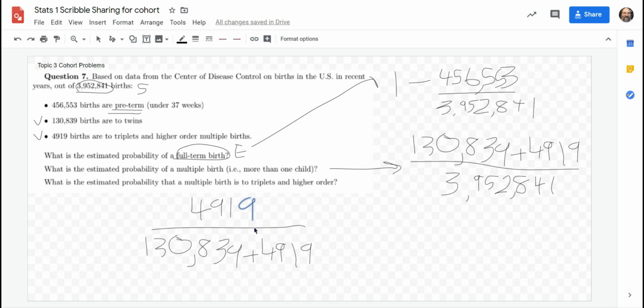And we just have to be a little careful with the sample space for the givens. In the third one, we are given it's a multiple birth, so we cannot divide by the 3,900,000 something that we did in the first two problems. This third one has a condition, conditional probability. It's the size of the condition that becomes the bottom of the fraction.